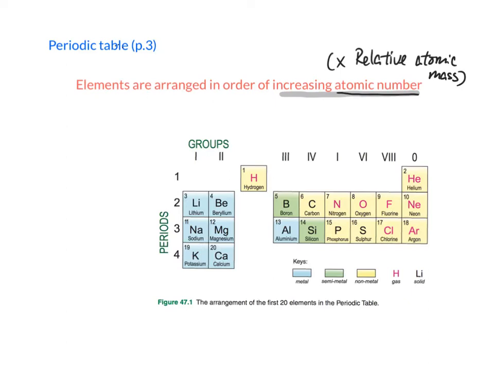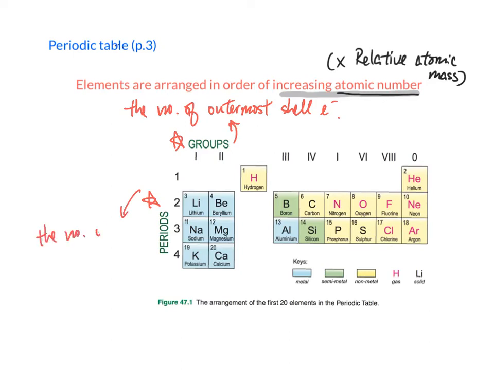Other than that, the elements are also put in groups and periods. You have to remember that group refers to the number of outermost shell electrons. For group 1, they will have one outermost shell electron. Group 2, they have two outermost shell electrons. But for the period, we're referring to the number of occupied electron shells. So do remember the keyword is occupied.